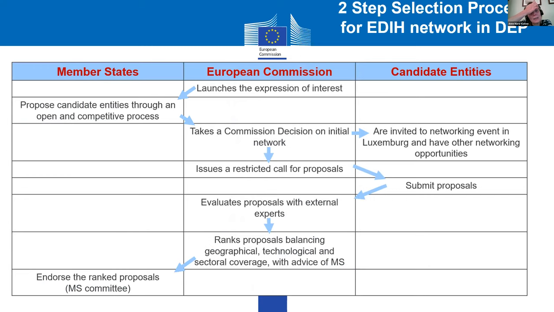Yeah, this is the last thing that I want to explain to you. Since we are investing together with the member states in the European Digital Innovation Hubs, there's also a very innovative two-step selection process. The first step is that the member states will be proposing candidate entities for the European Digital Innovation Hub. They have to select those entities through an open and competitive process. And then they have to give to the Commission a list of all the entities that they want to support in their country. The Commission takes this list. We then have to do a formal decision, called a Commission decision. And that will normally be a list where all the entities from all the member states are put together.